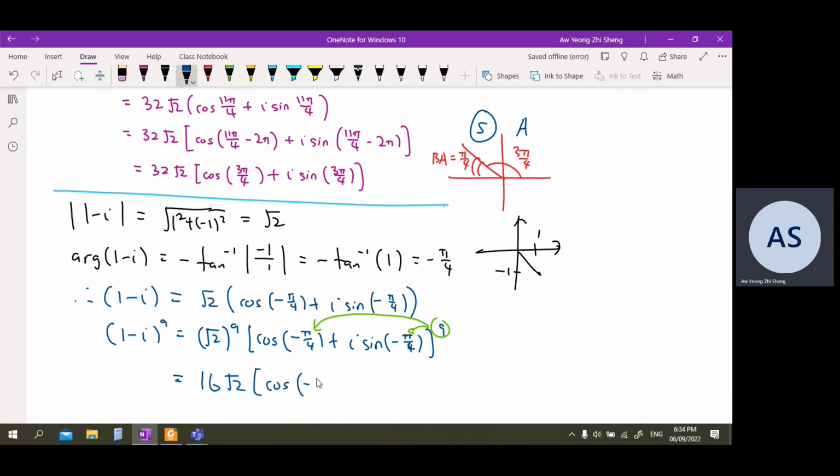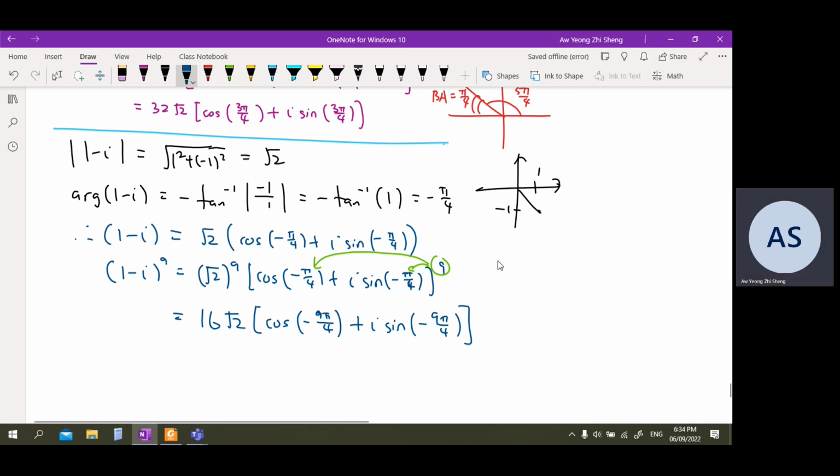This now gives cos of minus 9 pi over 4 plus i sine of minus 9 pi over 4. Okay, I'm not going to simplify this any further. I will proceed to do the division.